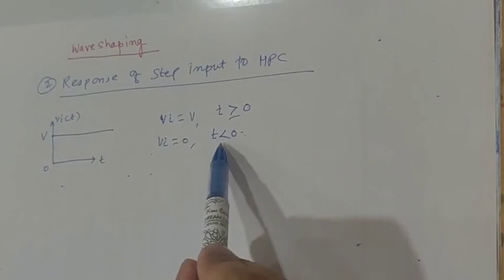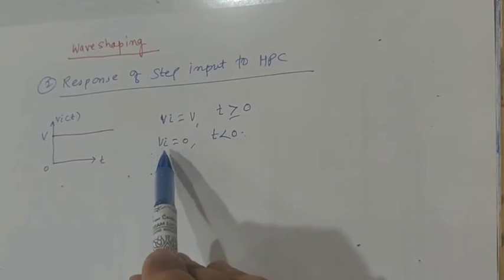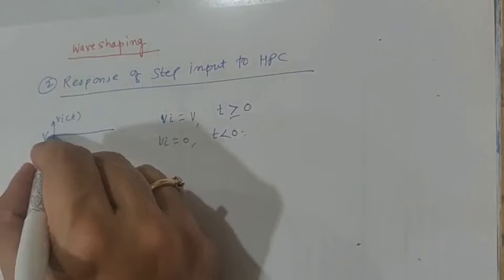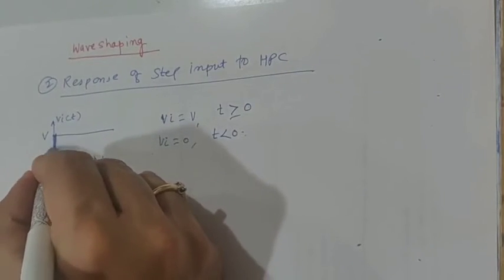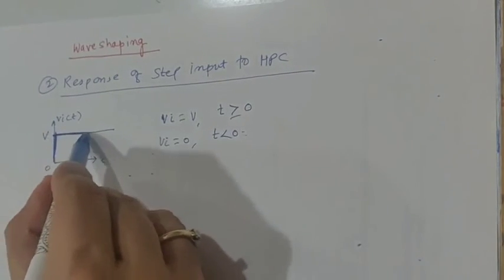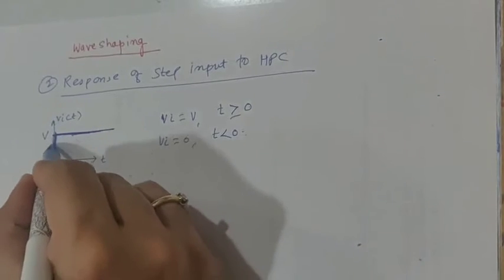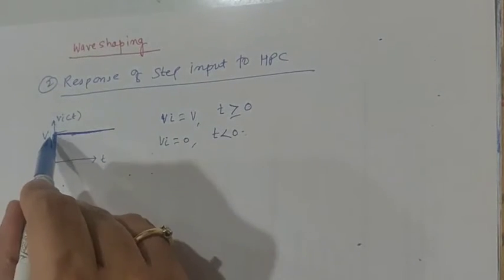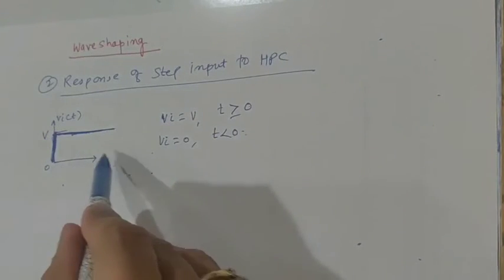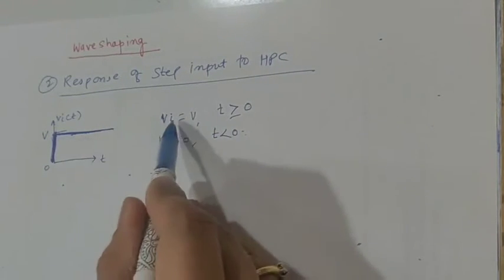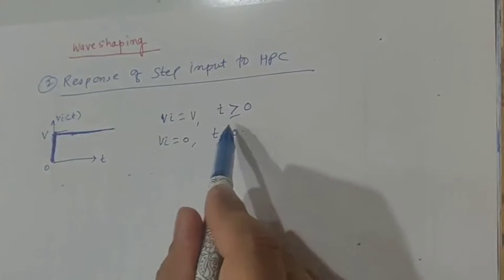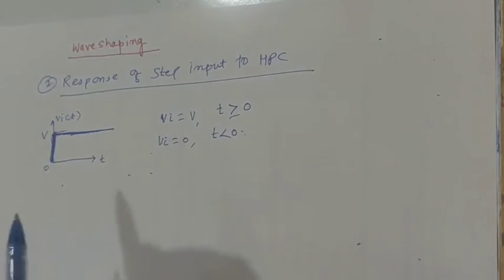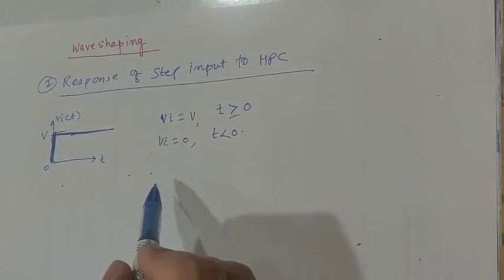So for every value where the time is less than 0, the input will be 0. So I can say it like this, so this is step. I am just darkening it so that you can understand. See here, for 0 it has value V, and for every next time period the value is V. It is maintaining the value constant, but if I go below t is equal to 0, the input is going to be 0.